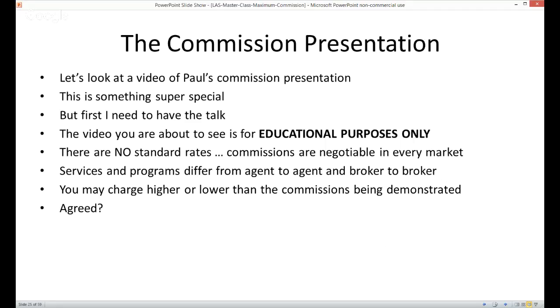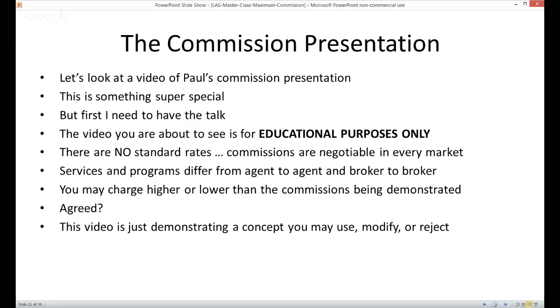Okay, if you're not comfortable with that, go ahead and just, you know, exit the call now, and that's okay. No hard feelings. But if you're okay and you understand that we're not trying to set any kind of standard rate, we're just talking about an idea and you can change the numbers all you want, then let's move forward. All right, this video again is just demonstrating a concept that you may use, modify, or reject.